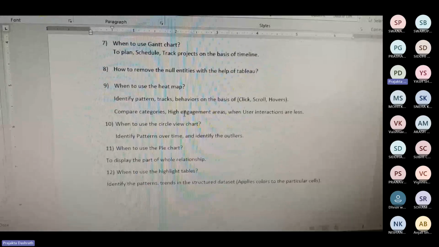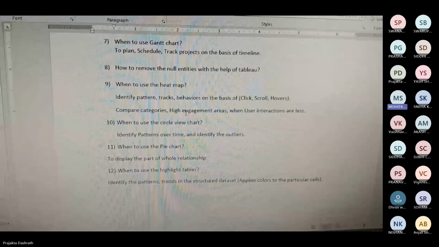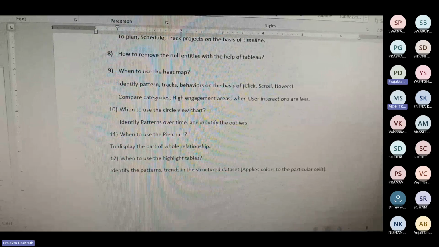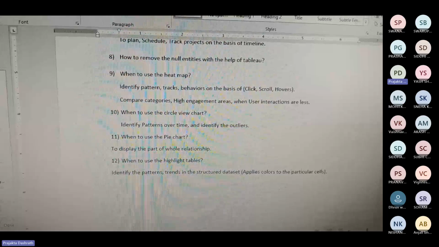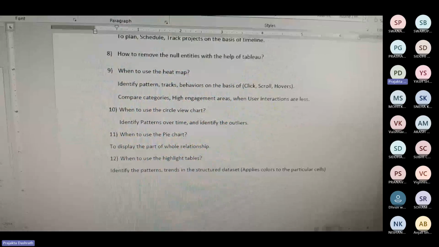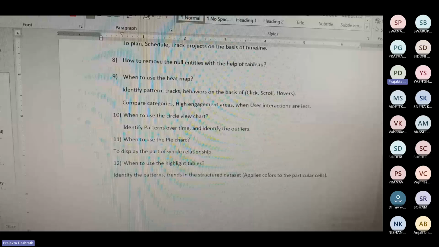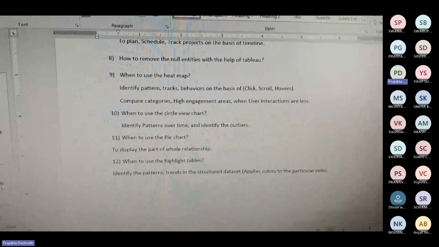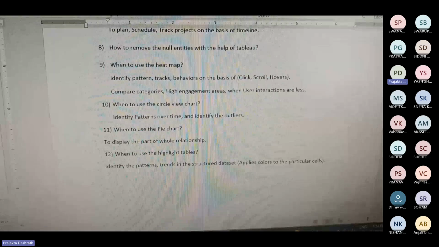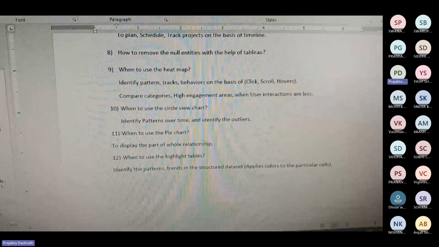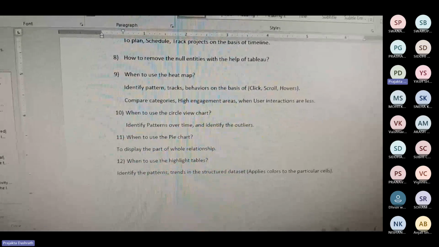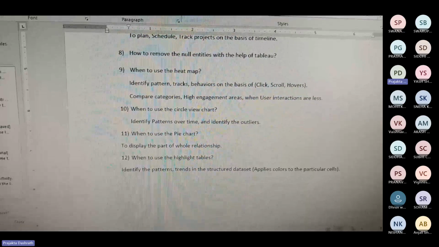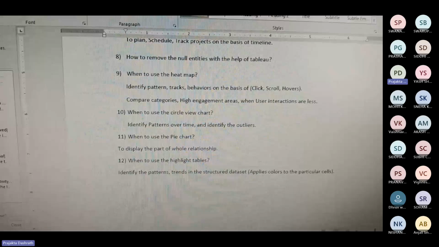When to use heat map? To identify patterns and track behaviors, meaning on the basis of clicks, scrolls, and hovers, we try to use the heat map. Whenever we are trying to identify the TRP, mostly heat map is used. Okay, right? But there is another use of heat map, the second one.